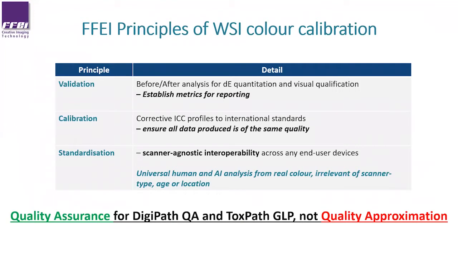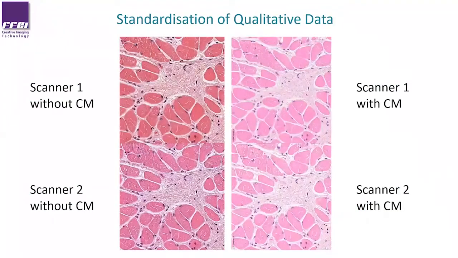Calibration, providing a corrective method to ensure that all data produced is of the same quality. And standardization, scanner agnostic interoperability that enables universal human or AI analysis from real colour, irrelevant of scanner type, age, or location. And this provides a route to quality assurance and not quality approximation.